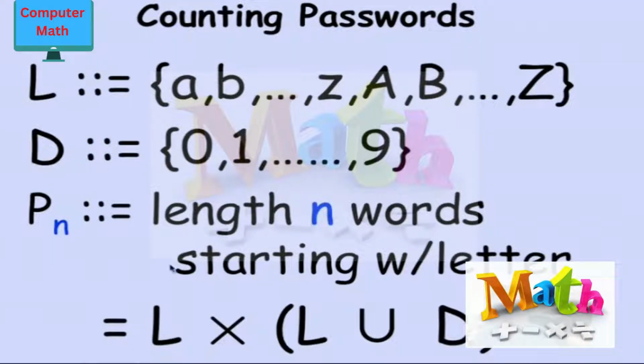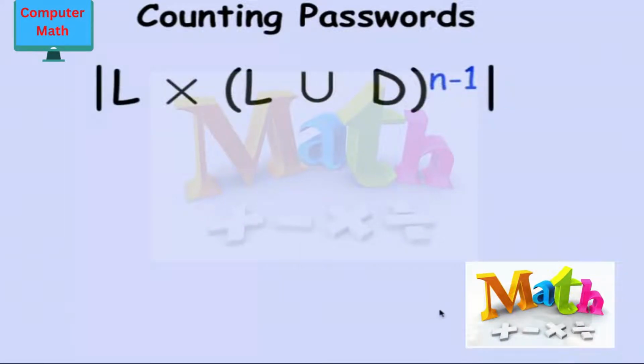So we can express that as a length n word broken up into the first character, which is an L, paired with the rest of the word, the remaining n-1 characters. And the remaining n-1 characters can be either L's or D's. So the length n passwords can be expressed as the product of L with the n-1st power of L union D. That is L union D cross L union D cross L union D, n-1 times.